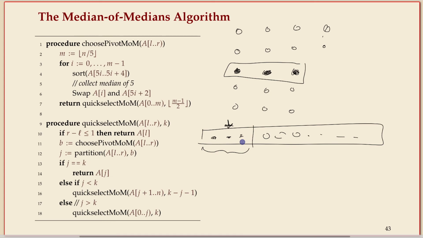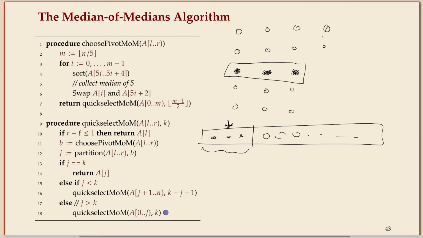Amazingly, the rest of the algorithm is unchanged. Instead of picking some random pivot, we call this function, which chooses the median of this prefix. And then the rest is as in quick select. We use that as a pivot, we partition, and we do what we've done before. The amazing bit is that this is good enough and that it's linear time.